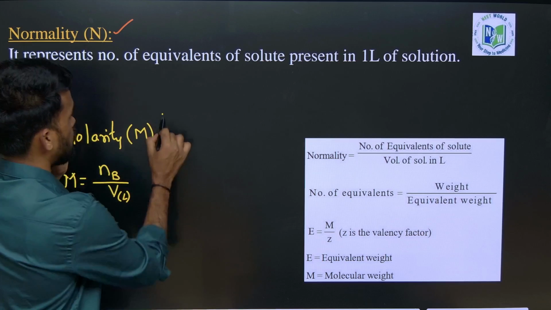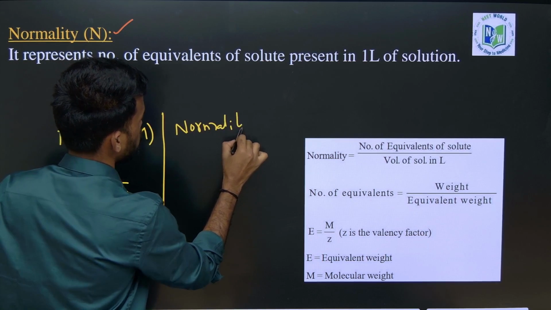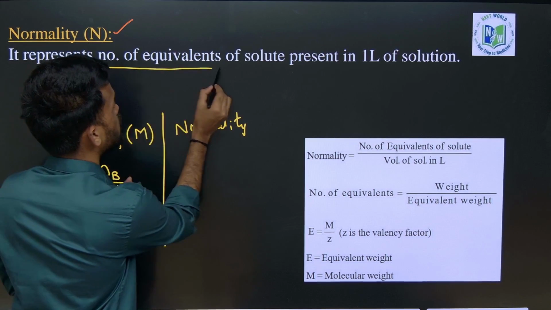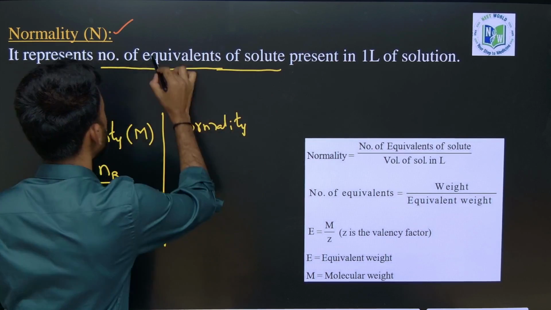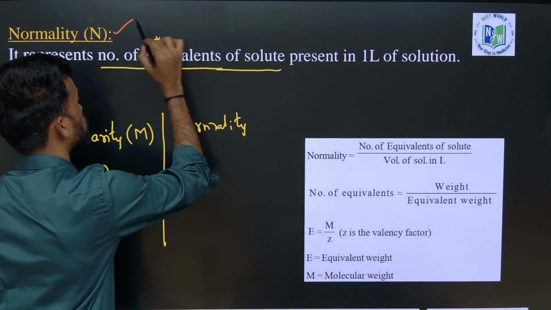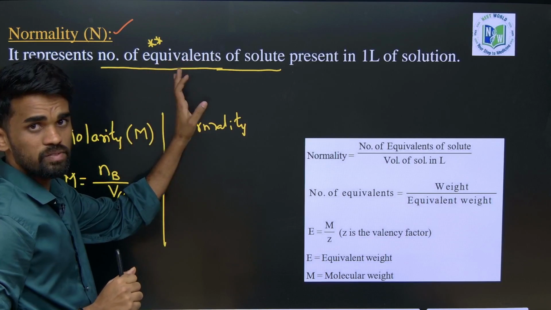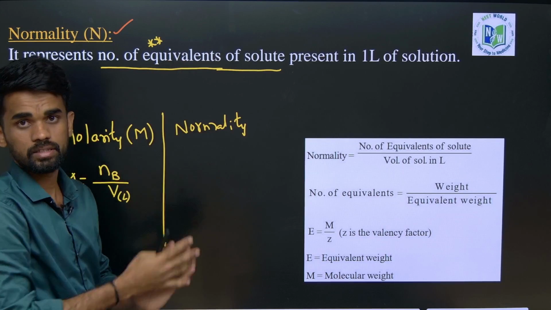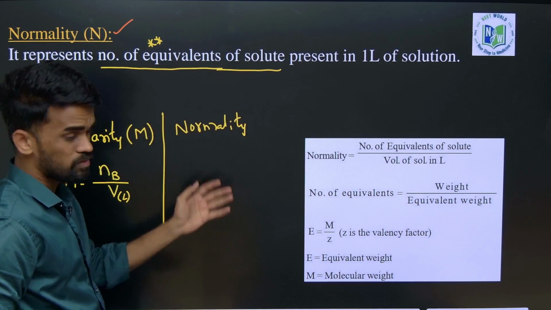Now when it comes to normality, here instead of saying number of moles, we are saying number of equivalents. So what do we mean by equivalents of solute here? This term is very, very important to understand first. If you understand this point, it will be very easy to interlink molarity and normality. So I just wanted to explain what exactly equivalence is, then it will be easier.